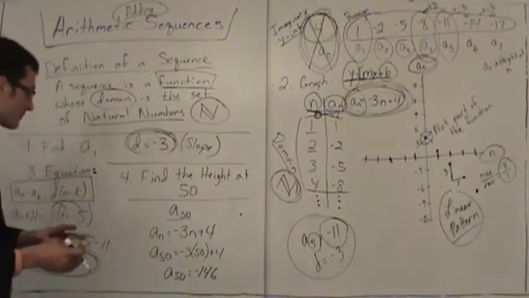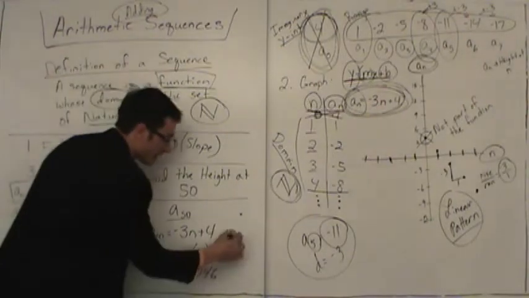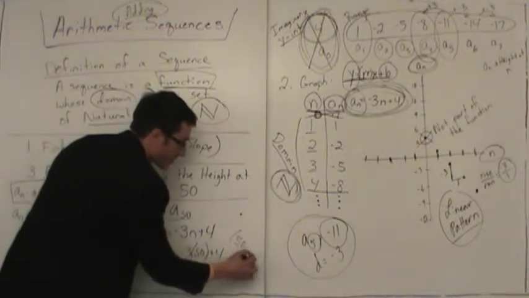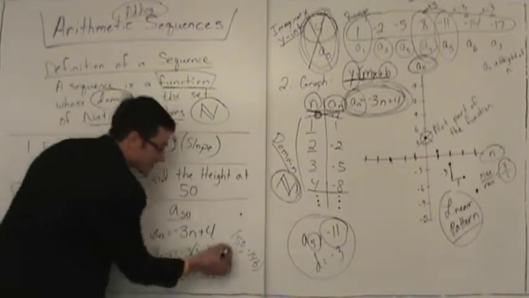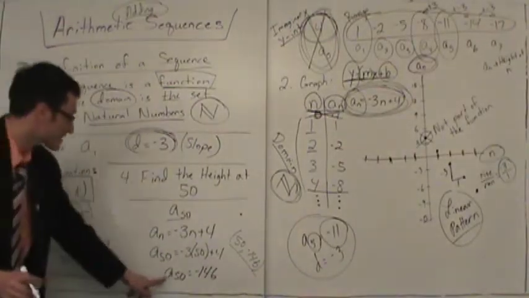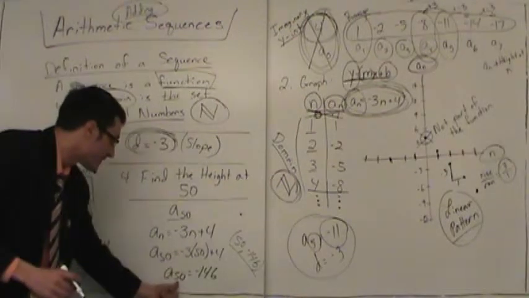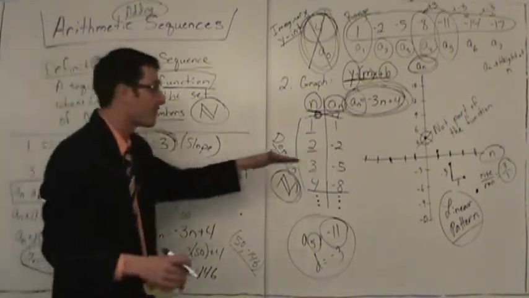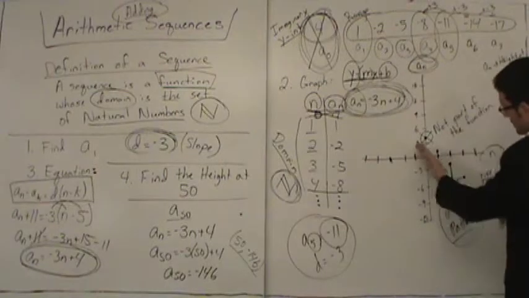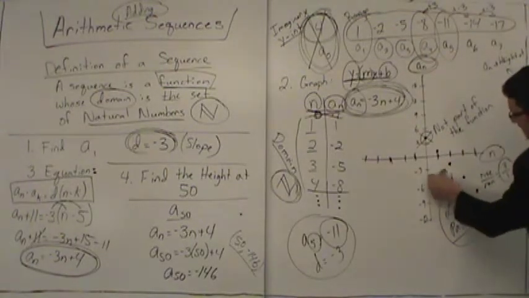Now, we read this as the ordered pair 50, negative 146, but this is not how we write it. We write it as a sub 50 equals negative 146. And you can see that the height at 50 is negative 146. Or if we go 50 units out, look at this. The points are going down. Notice the points are going down.